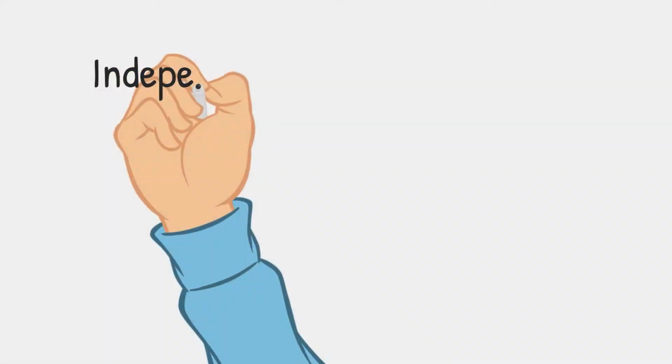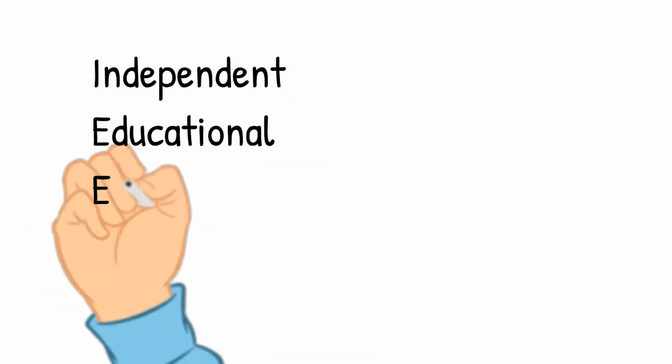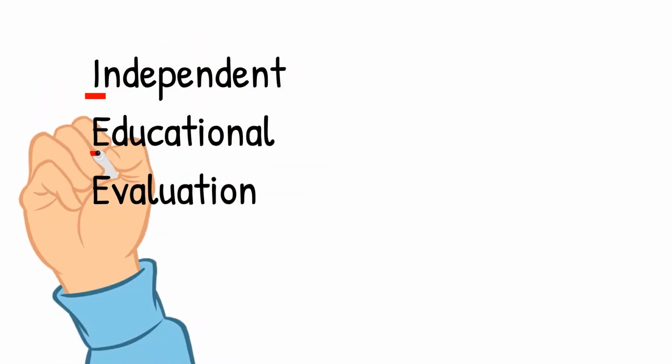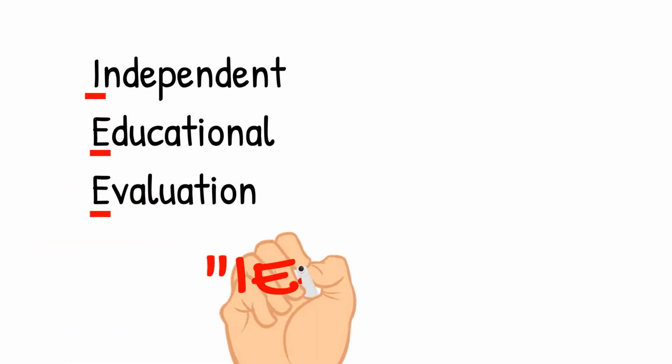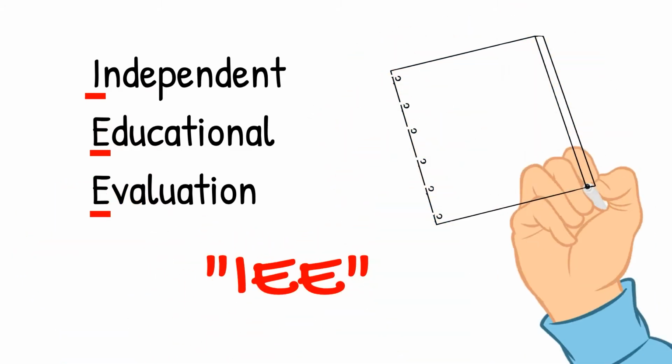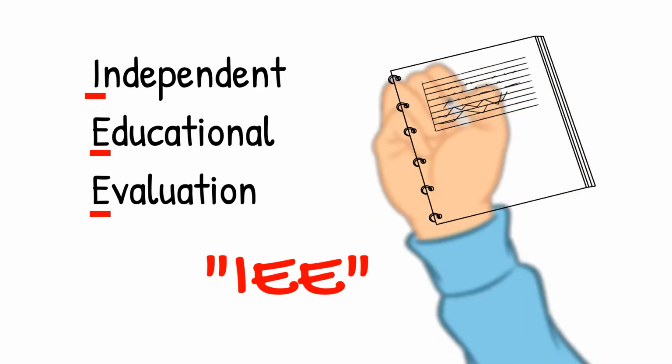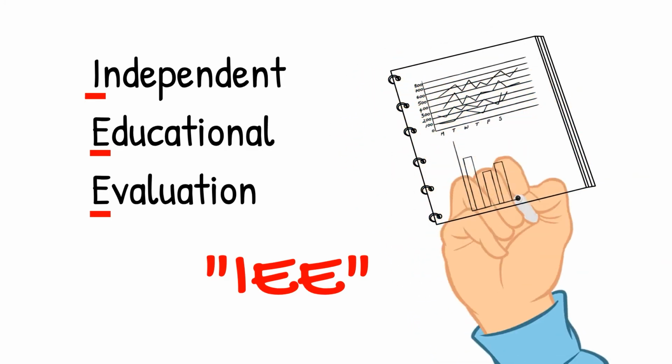This video is about your right to an independent educational evaluation, otherwise known as an IEE. An IEE is an independent evaluation in all areas of suspected disability. It's designed to find out what strengths or deficits a student may have and what kind of supports they need.